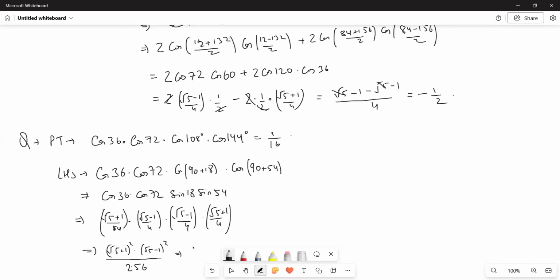Now this becomes (a plus b)(a minus b), so 5 minus 1 is 4, whose square is 16, so 16 by 256, which is 1/16.